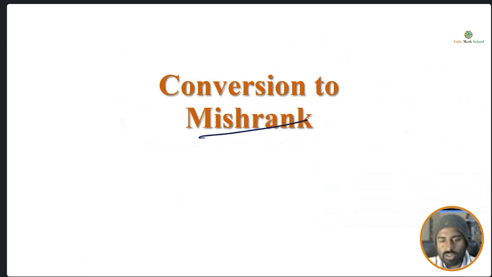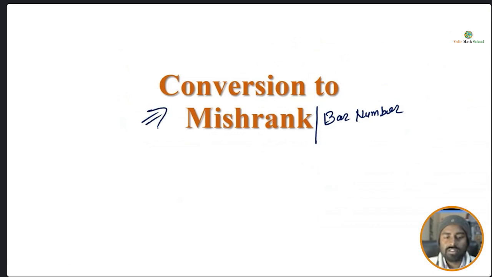As I said, Mishrank is also called bar number. Now, first understand the conversion. Conversion to Mishrank means some numbers are in natural form, and we are going to convert them into Mishrank. The second topic will be the vice versa of this: Mishrank to normal number, meaning natural number. So first, let's take one example.